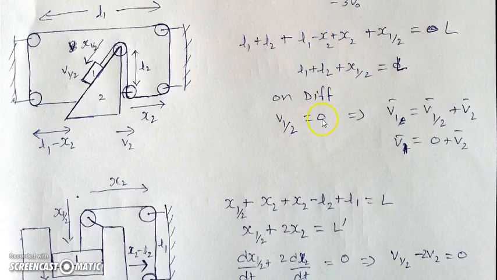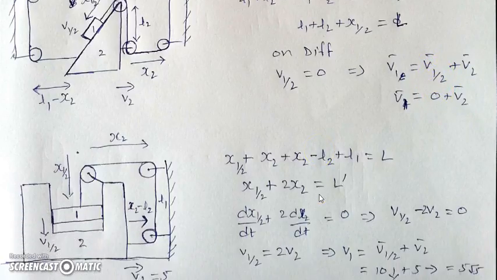v of 1 with respect to 2 is 0. It means the block will not move at all relative to the wedge. If the wedge moves towards the right by x2, the block will also move with the wedge by an amount x2 towards the right. So velocity of 1 is nothing but velocity of 2, as velocity of 1 with respect to 2 is 0.